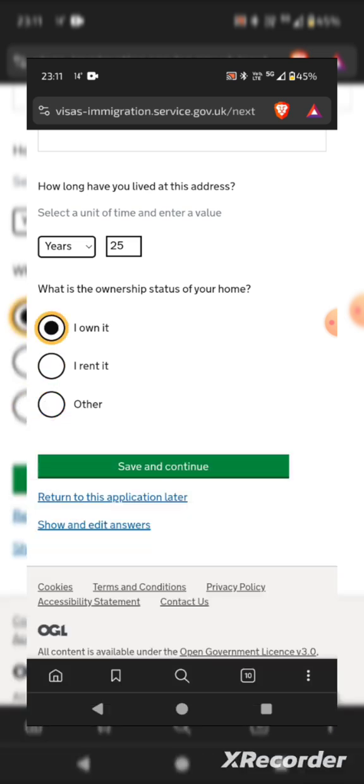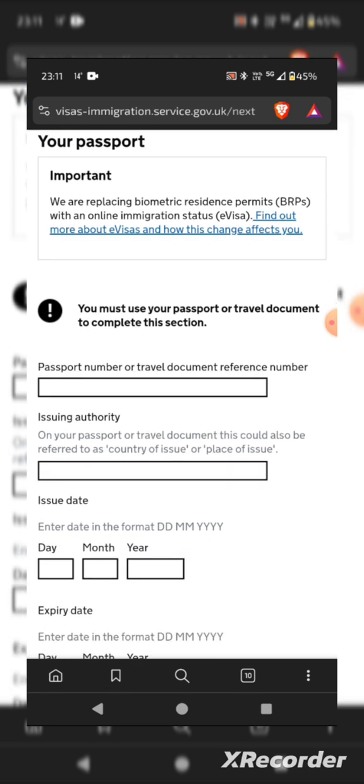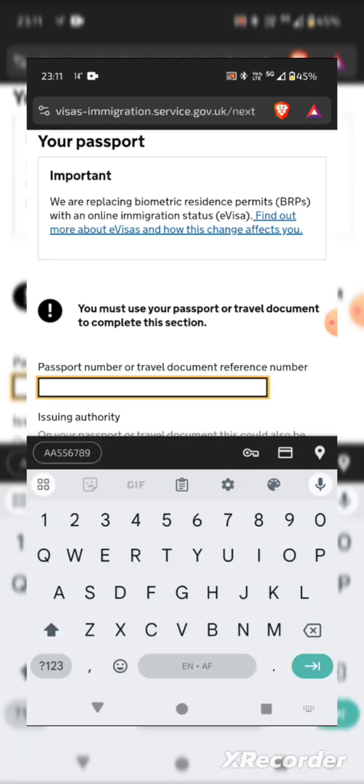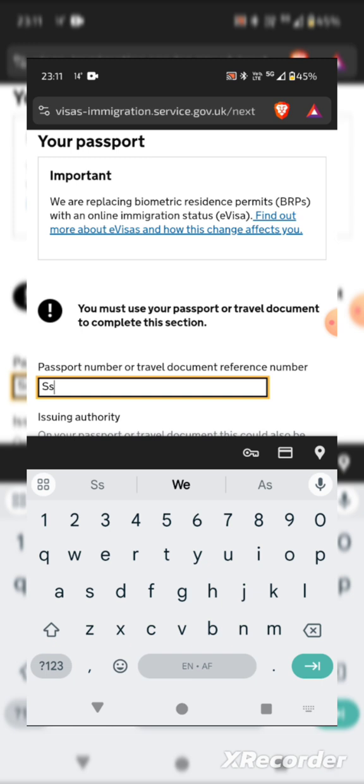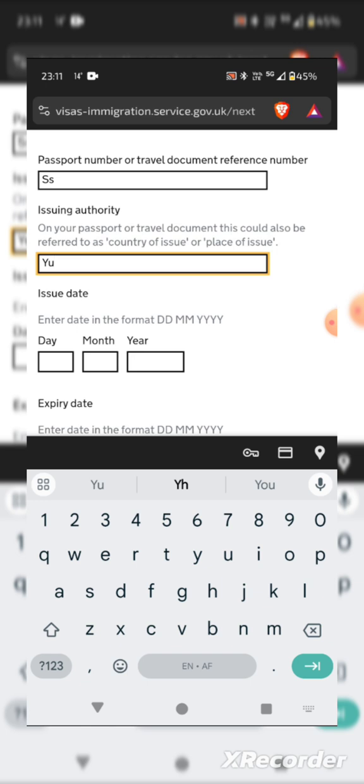So I will just go with I own it. Yeah. So you put your passport number. Make sure you put your passport number here. Very important. And the issuing authority, make sure you put it there as well. And where all of these things are on your passport.